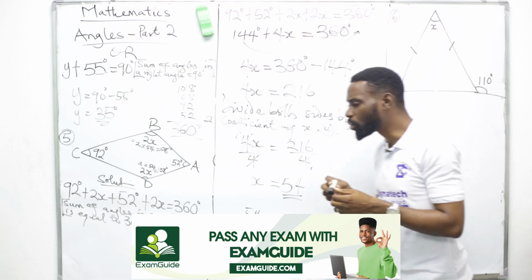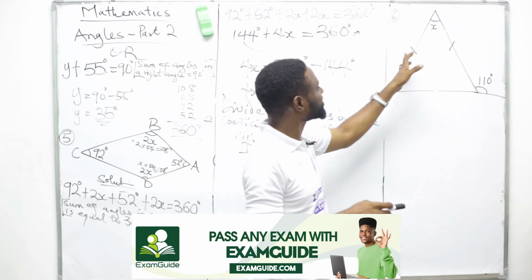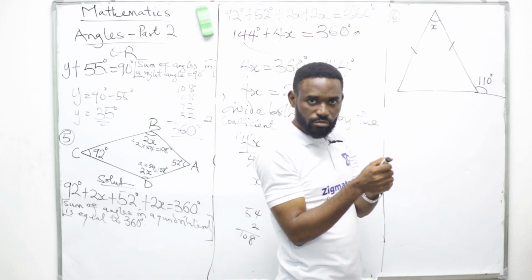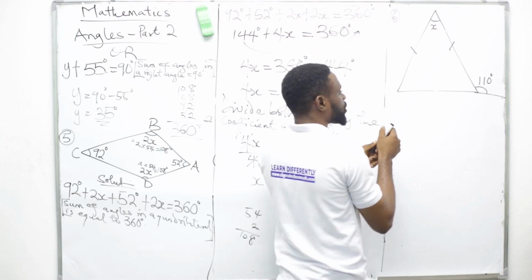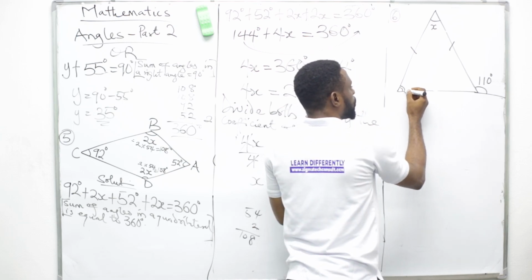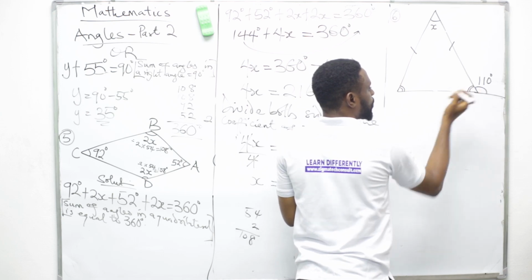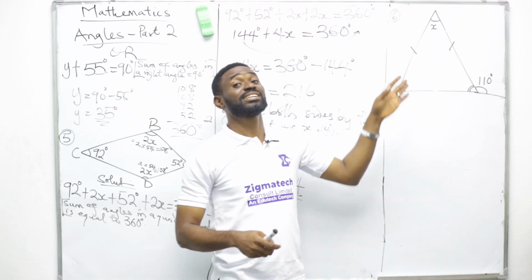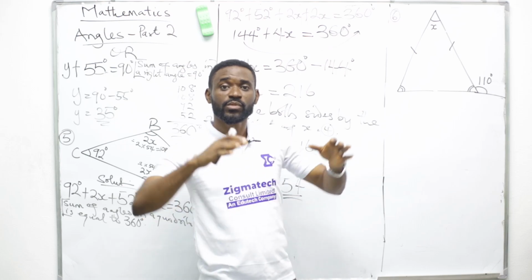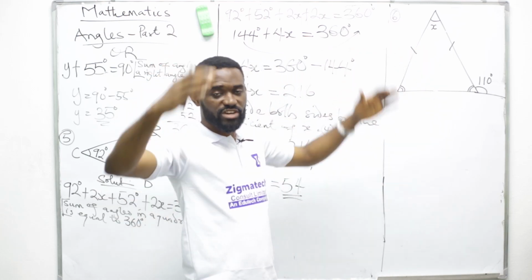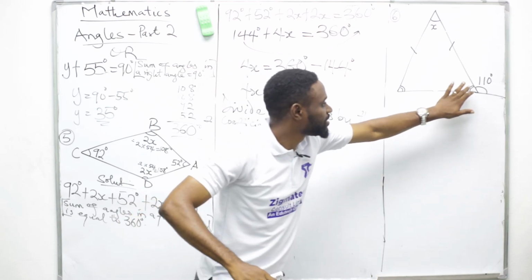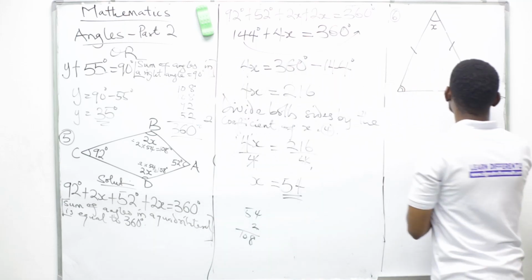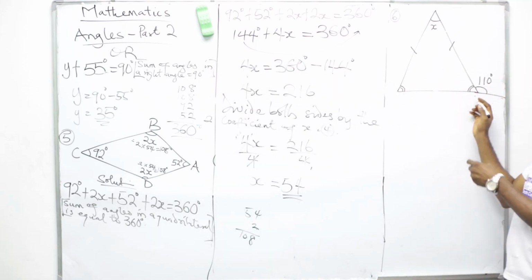Since we know that this side and this side are equal, it means that the base angles are also equal. So this angle must be equal to this angle. You understand me? Whatever angle we have here is the same angle we have here. This is an isosceles triangle. An isosceles triangle says that two sides of the triangle are equal and the base angles are also equal.